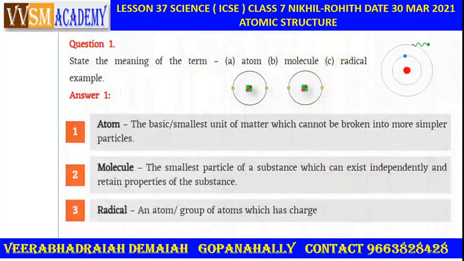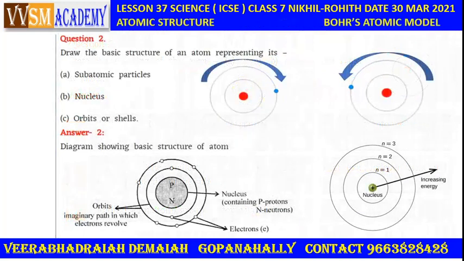Well, this is the question I have given to you. You have to solve it yourself. Question number 2 is very important: draw the basic structure of an atom representing subatomic particles, nucleus and orbits or shells. I told you, a neat diagram of the basic structure of an atom. Atom consists of electrons, protons, neutrons. The electrons are revolving around the nucleus of an atom, and the protons are packed in the nucleus, which is called the nucleus of an atom. This is all represented by a neat diagram, the basic structure of an atom.